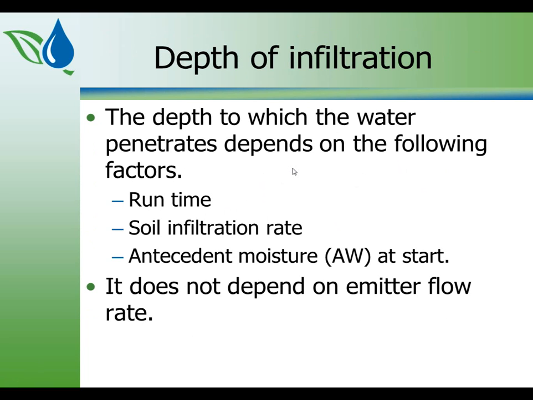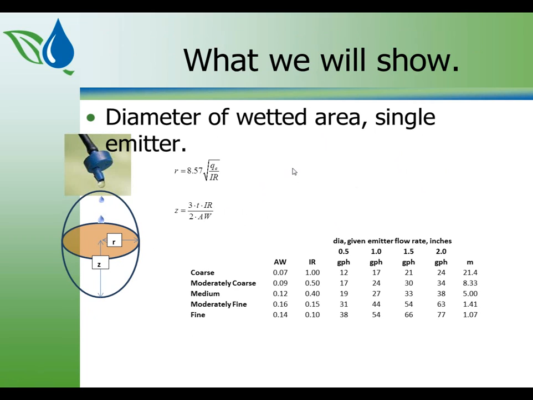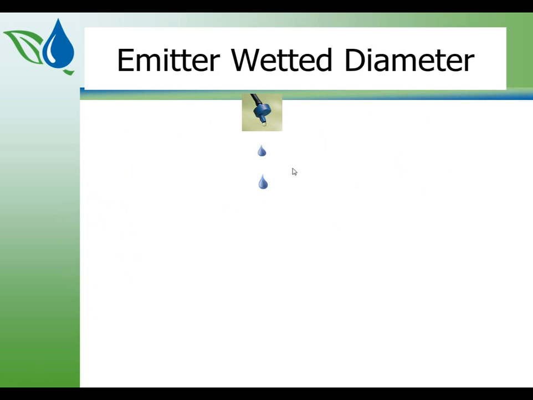The depth to which the water penetrates depends on the following: runtime, soil infiltration rate, and antecedent moisture at start. How wet was your soil to start with? Interestingly enough, it does not depend on the emitter flow rate. But if you think about it, it can only depend on the infiltration rate. The width of the pattern does depend on the emitter flow rate. Those are the equations we use to develop this, and you don't need to worry about that. But we are going to worry about diameter and the depth.